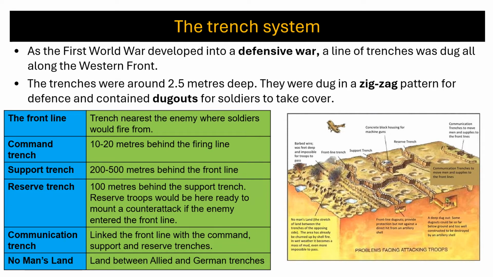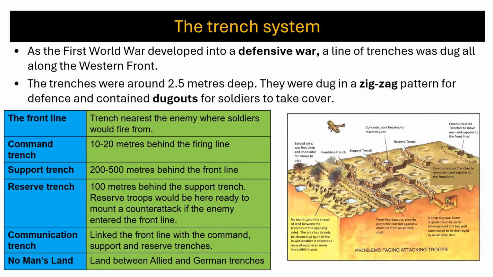Now, some key words and ideas to be aware of. The front line was the trench nearest the enemy where soldiers would fire from. This was by far the most dangerous part of the trenches to be in, and where most of the fighting obviously took place. The command trench would be about 10 to 20 metres behind that firing line from the front trench. Behind that would be a support trench, which is about 200 to 500 metres behind the front line. And that's where soldiers would be who could then support the front line trenches if need be.